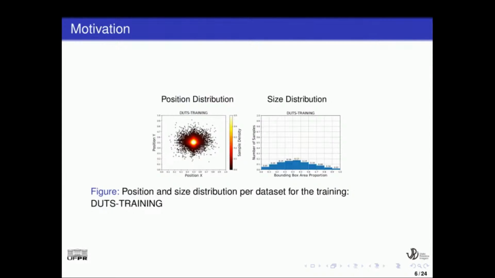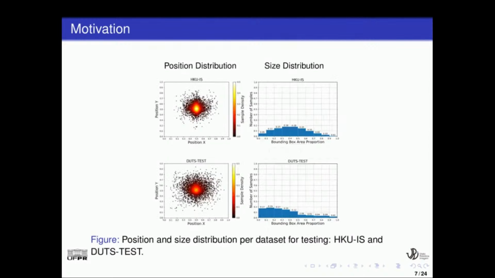Here is the position and size distribution of objects in the form of plots within the DUTS dataset, a common dataset used for training. There is a noticeable amount of images where the object is at the center of the image with large objects. Now take a look at the other publicly available datasets commonly used.